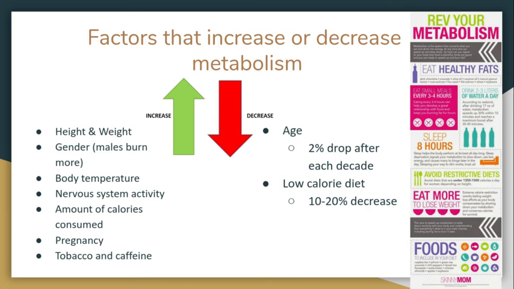energy than females do. That typically has to do with their body size and the fact that males are made up of more muscles versus females. Your body temperature. So if you maintain a higher body temperature, your body's working harder to get there. Nervous system activity. So maybe your brain is engaged a lot more. And so you're going to need more energy to feed your brain.